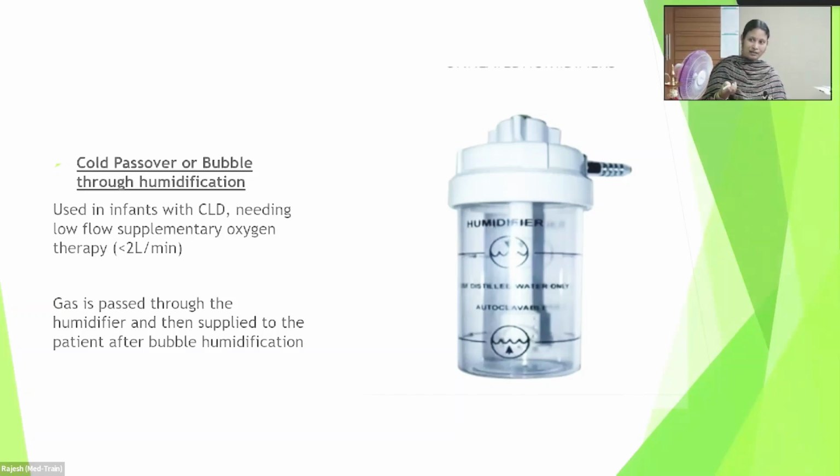This is one word about the cold passover or bubble through humidification. Here only the gas will be passed through the humidifier. It will be supplied to the patient after bubble humidification. There will not be any heating mechanism. And here it is used when low flow oxygen is needed, like less than 2 liters per minute. Even then we are humidifying it.